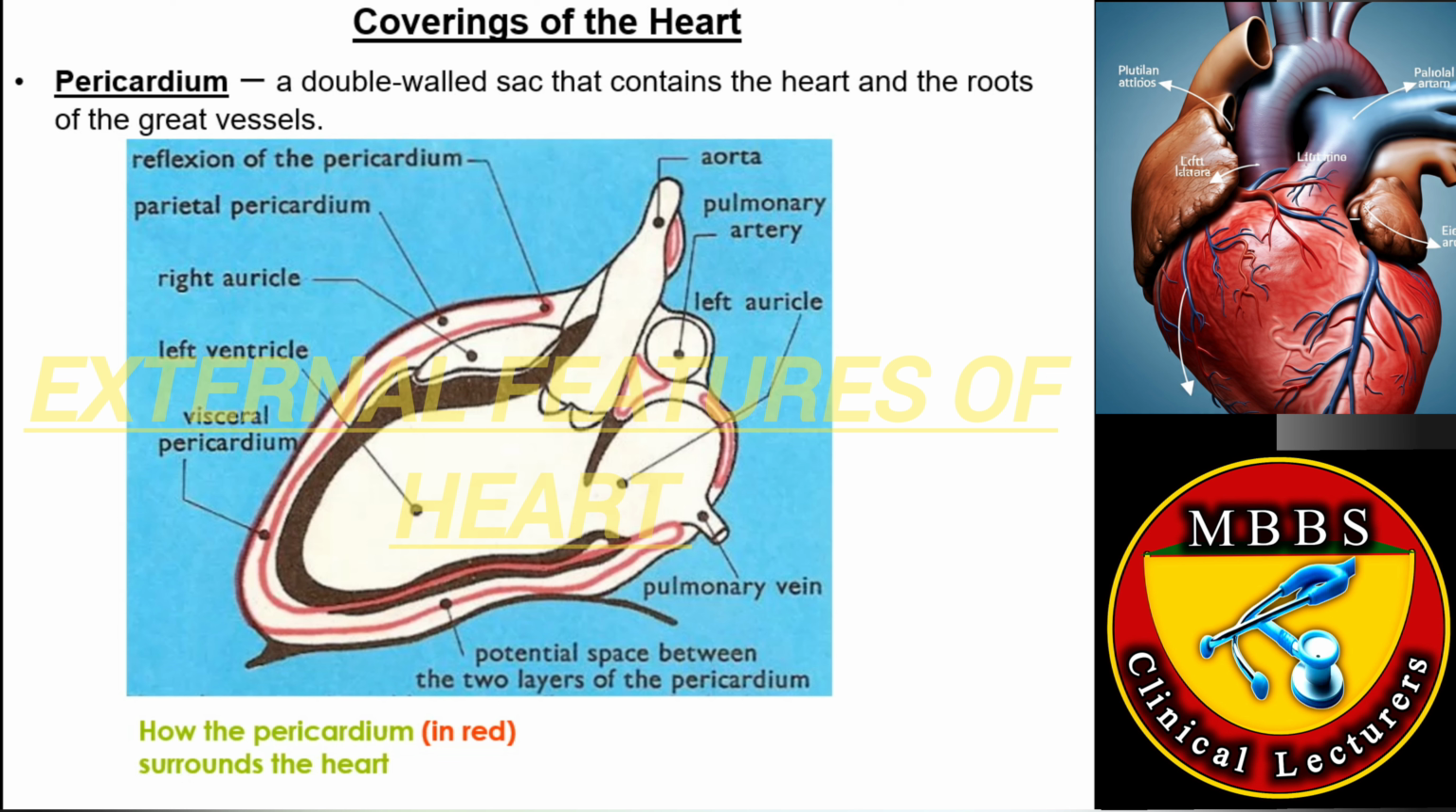The parietal layer lines the internal surface of the fibrous pericardium, whereas the visceral layer of the epicardium lines the surface of the heart. So the visceral, as the name indicates, viscera means it covers, it is attached to the heart, whereas its outer layer is termed the parietal pericardium that lines the fibrous pericardium.